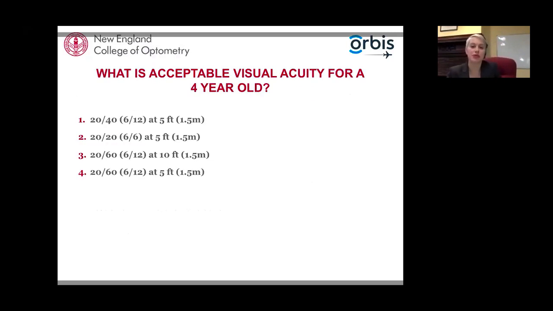So what's an acceptable visual acuity for a 4-year-old? I'm going to pose this question to the audience here. We have 20/40, or for those playing at home, 6/12 at 5 feet or 1.5 meters. We have 20/20 or 6/6 at 5 feet or 1.5 meters. 20/60, 6/12 again at 10 feet. Oh, sorry, that should say 3 meters where it says 10 feet. And 20/60 at 5 meters.